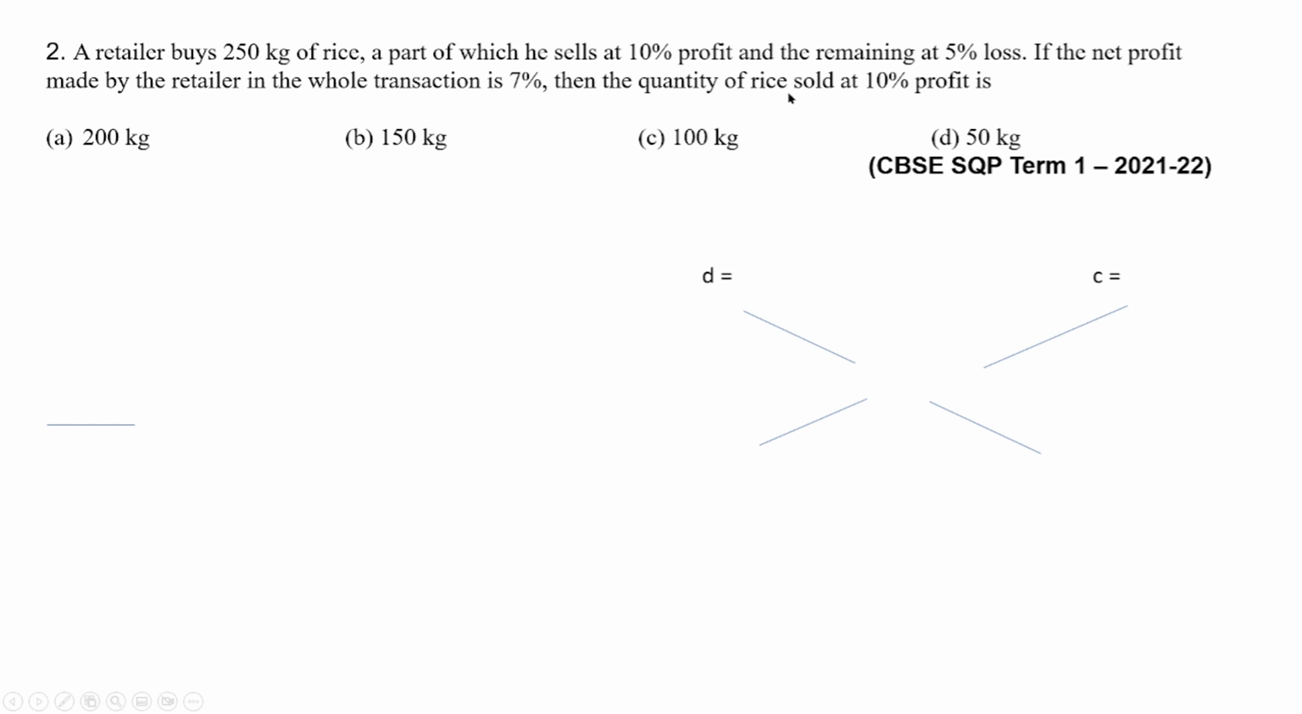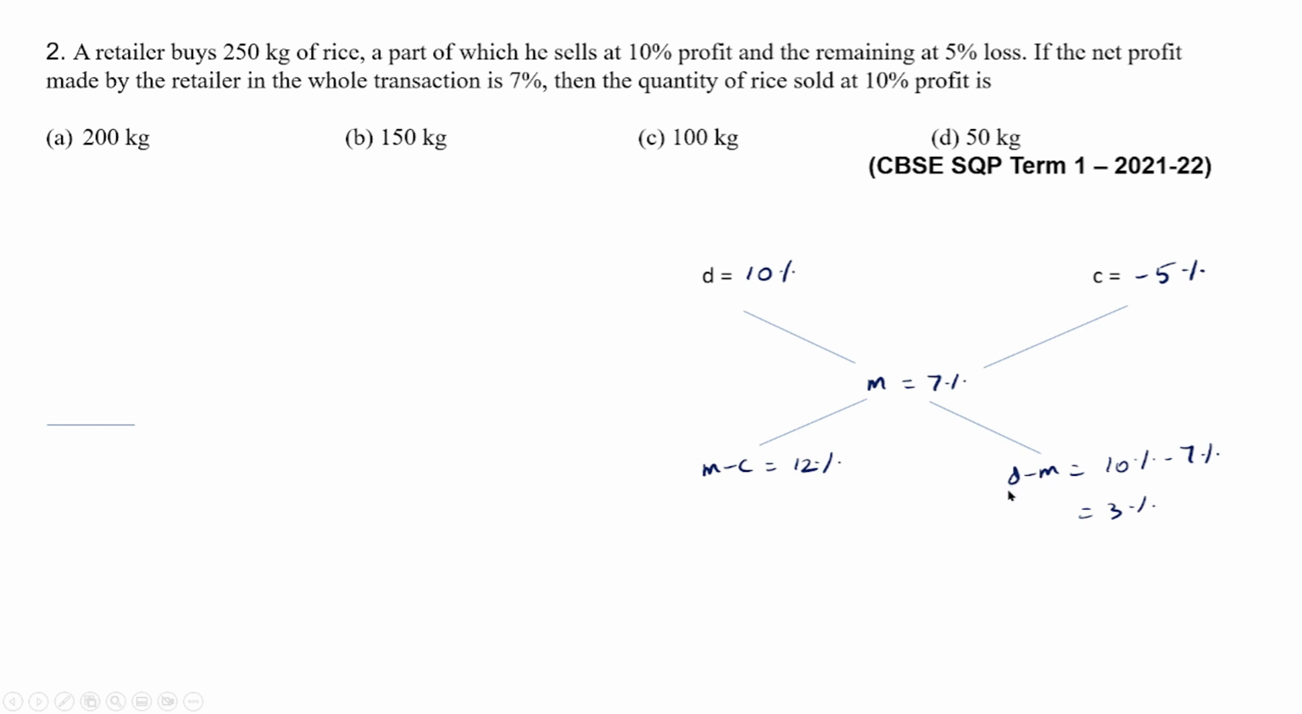So here if we take D as the dearer quantity, which is the quantity of rice sold at profit, D is 10%, and then C is minus 5%. The net profit made in the whole transaction is 7%, so the mean profit percentage M is 7%. So here we have M minus C. It is 7 minus of minus 5, which is plus 5, so 12%. And here we have D minus M. It is 10% minus 7%, which is 3%.